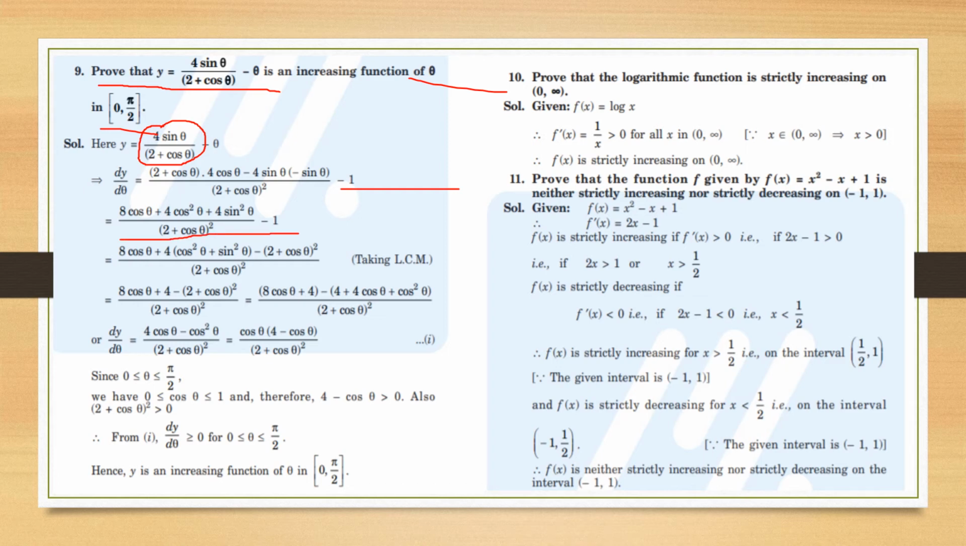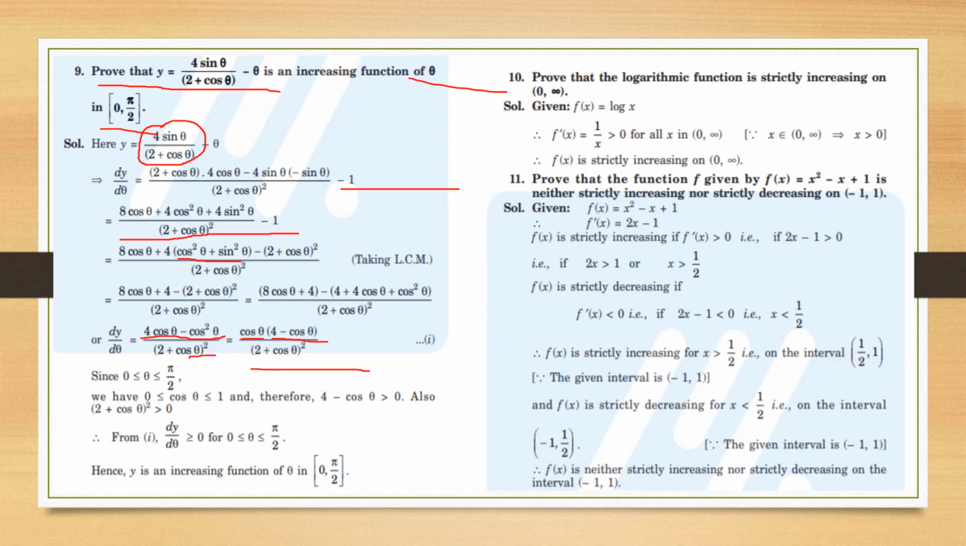and take the LCM thereafter. So after this step, (2 plus cos theta) whole square is taken here, and then after opening, 4 times cos square theta plus sin square theta changes to 1, and the opening of this (2 plus cos theta) whole square bracket will give me this result, 4 cos theta minus cos square theta in the numerator, from which I can take cos theta common, and it becomes cos theta times (4 minus cos theta), and the denominator is (2 plus cos theta) whole square.